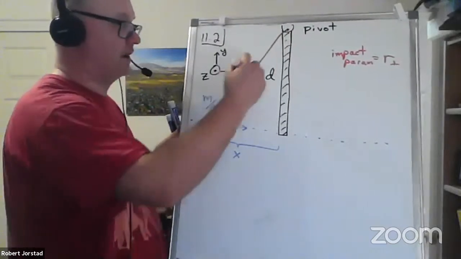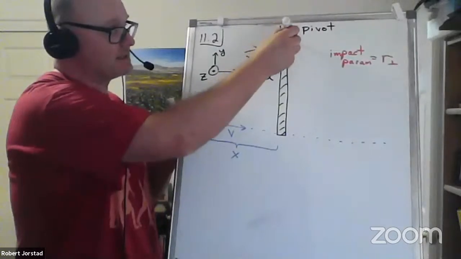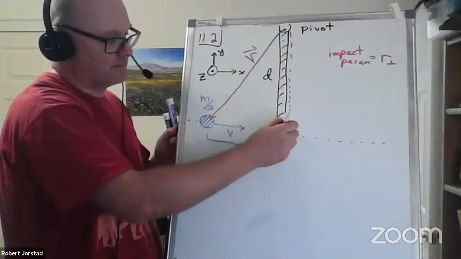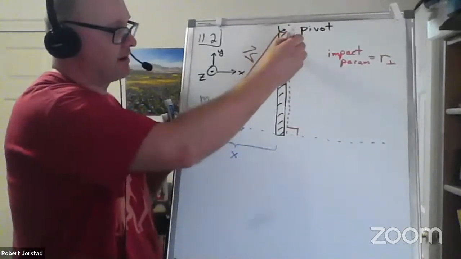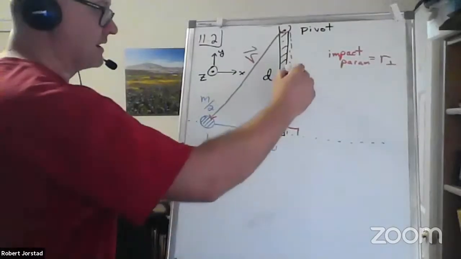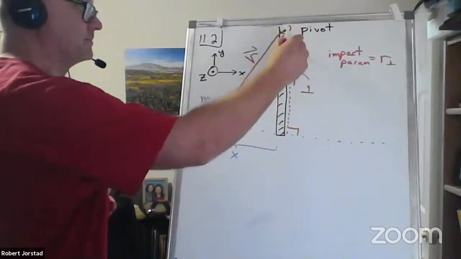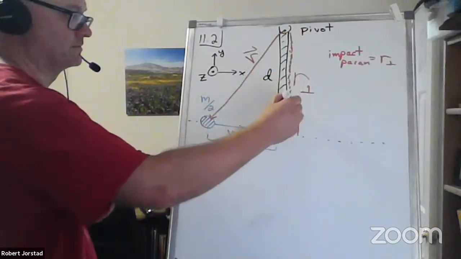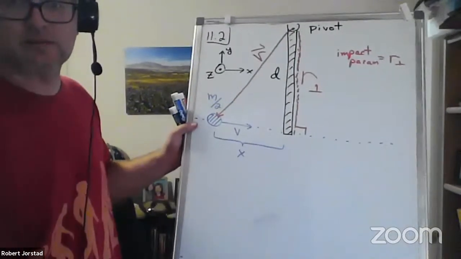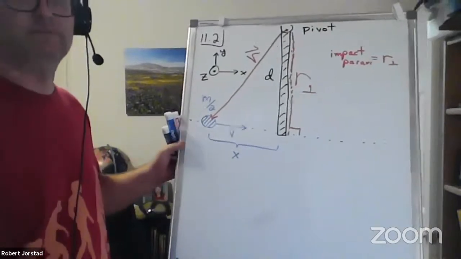This is the R vector, but R perpendicular is this. It forms that perpendicular bisector. Now I offset it a little bit just so I could see it. So this right here is R perpendicular. Okay. And let me check the chat in case I missed something here. Got it. You're on it, Juan.